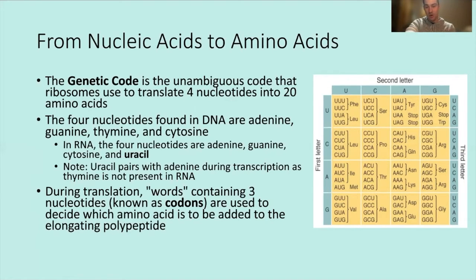During translation, words containing 3 nucleotides known as codons are used to decide which amino acid is to be added to the elongating polypeptide. Like I said before, there are 64 possible combinations. A lot of times, if the first 2 of the 3 letters are the same, the amino acid that is produced will remain the same. That's not always the case, but that's usually something useful to know. And then 3 of them are stop codons, which means once that codon is registered, it's sort of like a termination signal for translation.